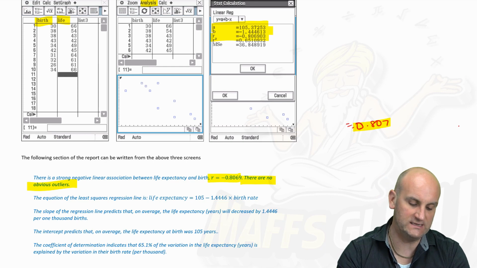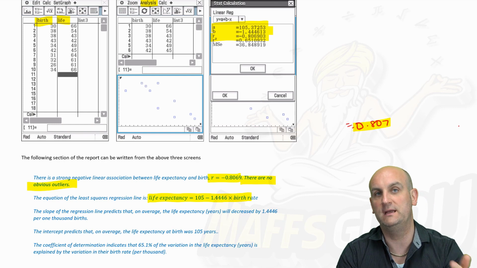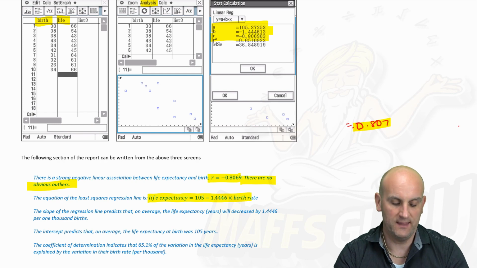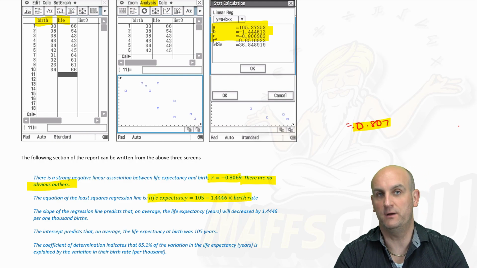The equation of the least squares regression line is, we've got our values of A and B, we can substitute them in, and there we go. We've got life expectancy equals 105 minus 1.4446 times our birth rate.